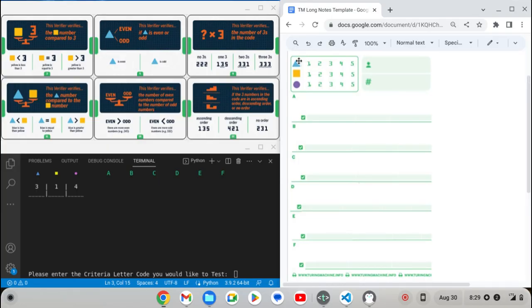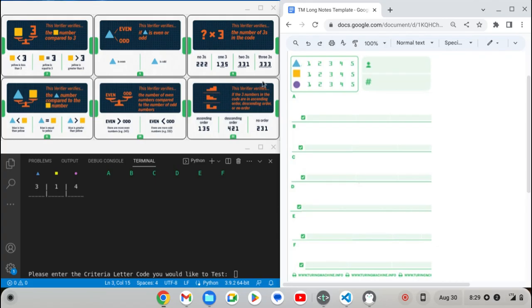Criteria card B looks at our first digit, the triangle digit, and will let us know whether its value is an even digit or an odd digit. Criteria card C looks at our 3-digit solution and will let us know how many of those digits are 3. Are there no 3s? Is there a single 3? Perhaps 2? Maybe all 3 are 3.